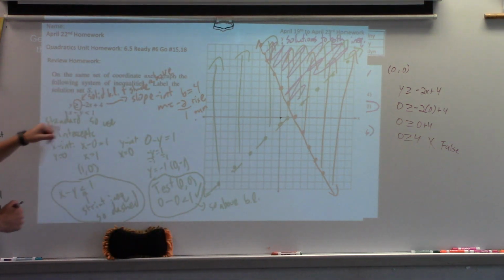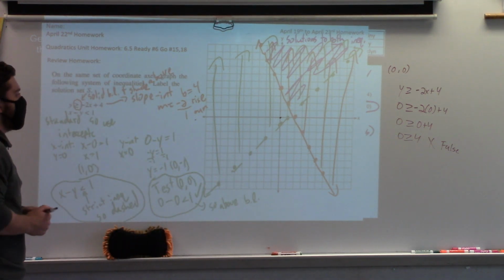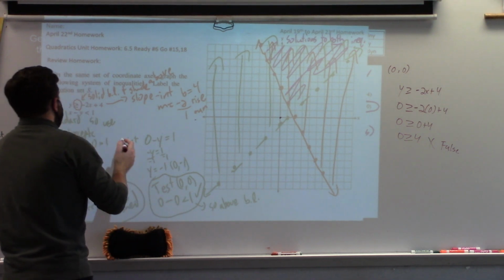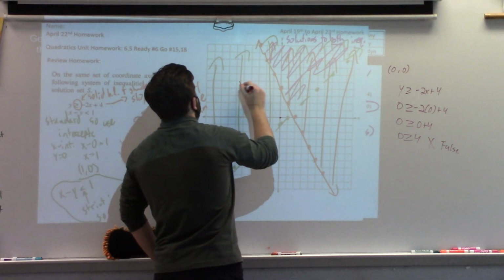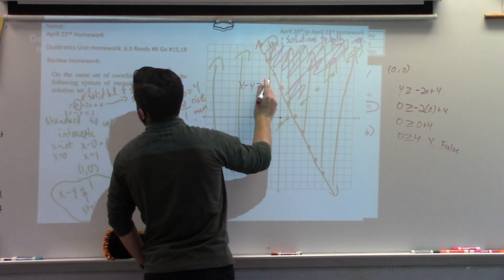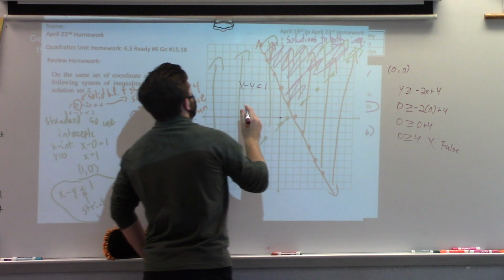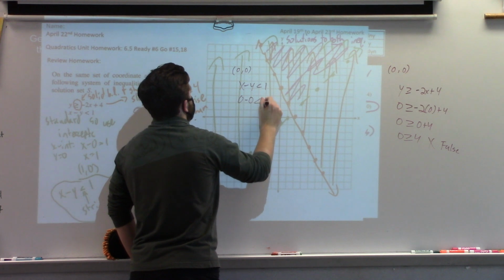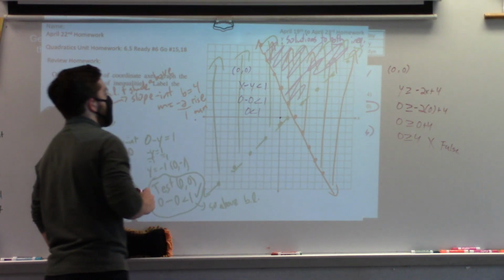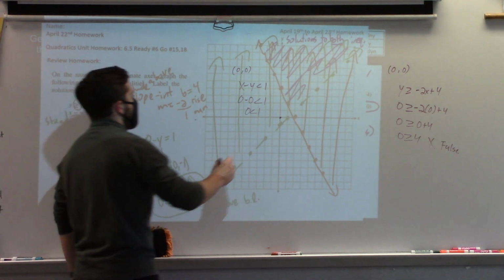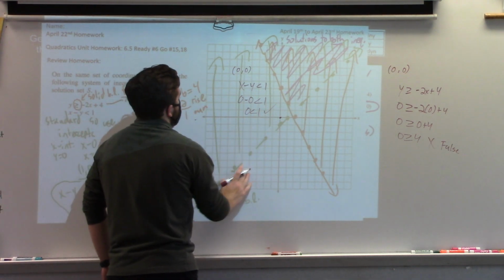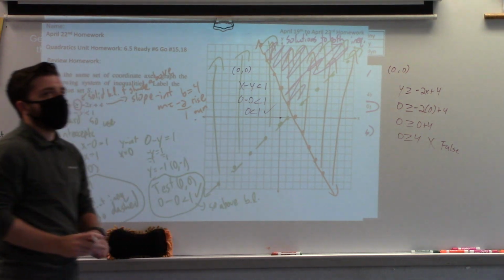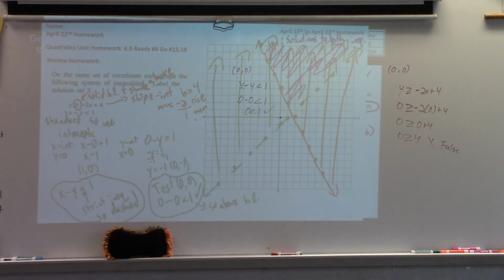Now for the second inequality, we can test 0, 0 again. That's perfectly fine. We have x minus y is less than 1. If we test 0, 0 again, is 0 minus 0 less than 1? Or 0 less than 1? Yes, it satisfies it, it's true. So we know that 0, 0 is above this boundary line, so that's where we shade, above. So that'll work every time. Every time you test a point and see whether it's true or false and use that to shade, that'll work every single time.